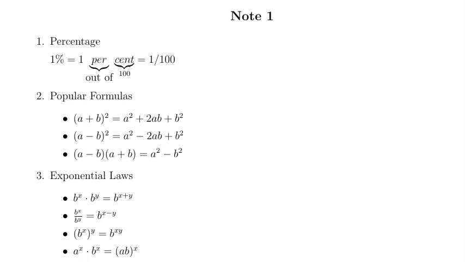All right, we know what percentages is, right? So when we say 1%, per means out of, and the cent means 100, like centuries, right? So 1% just means 1 over 100. So when you say 3%, it is 3 over 100. So it's 0.03, right?